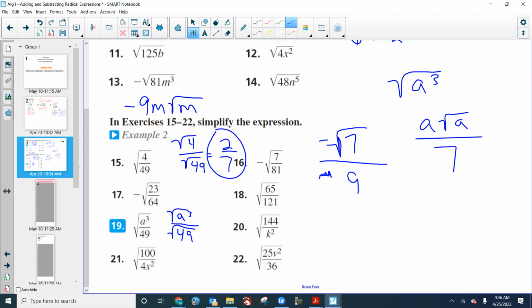Okay. You said the square root of 144 is 12, right? Think of this. How many pairs do you have of K's? So one, the square root of this is just what? Just K.